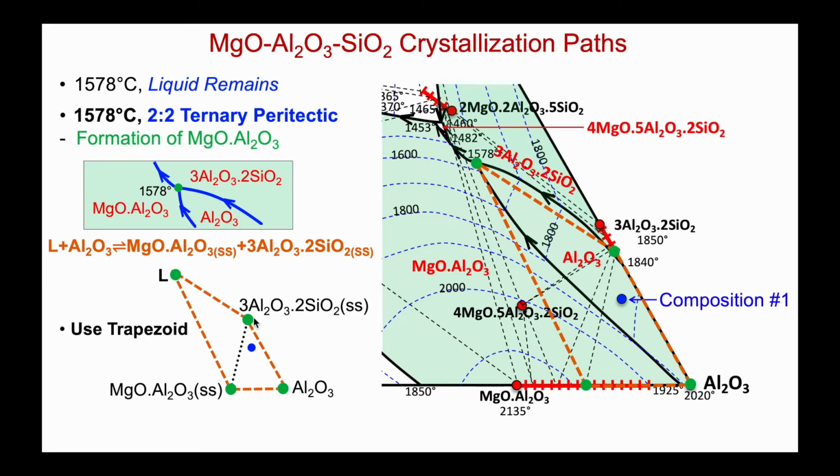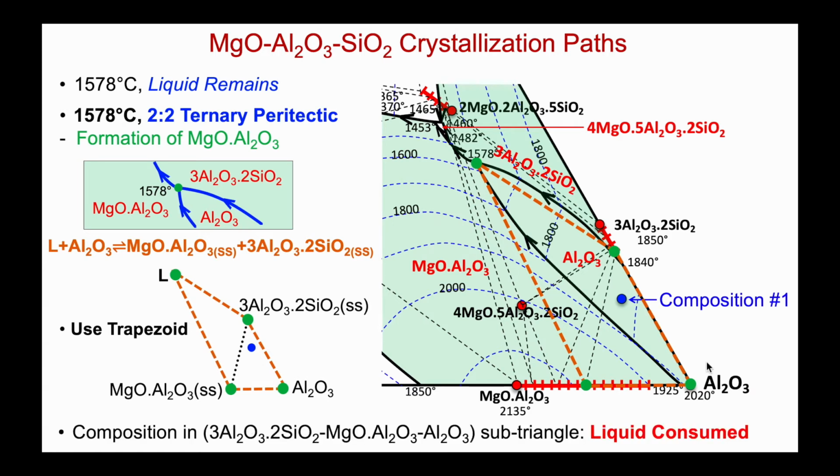The next thing we should ascertain is one or the other of these two species on the left, the liquid or Al₂O₃, are going to be consumed. Which one? We look at the subtriangles, and we see our overall composition lies within this subtriangle formed by the three solids. If it was in here on the other side, then we'd still have liquid remaining, but it's not, and so liquid is consumed. That means we're finished. The crystallization is completed at 1578, and our final phase assemblage is the one we showed before, these three phases here.